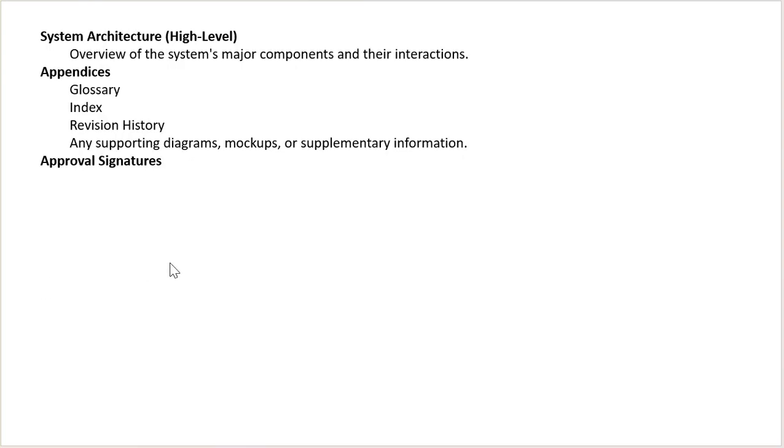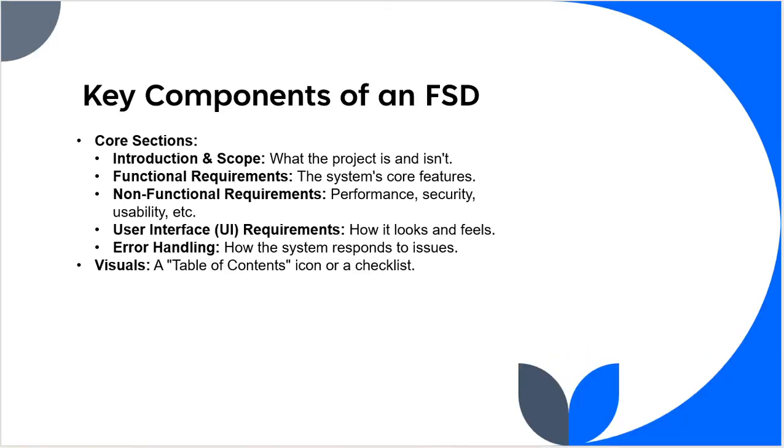And then we write down the system architecture: a high-level overview of the system, and the major components and their interactions should be covered in the system architecture part. And then the appendices: glossary, index, and revision history of the updates, what we are going to change, which should be updated in the revision history part. And then any supporting diagrams, mock-ups, and supplementary information, and we take approval or sign-off from the business team related to that functional requirement document. So that's everything covered in the table of contents of the FSD document.